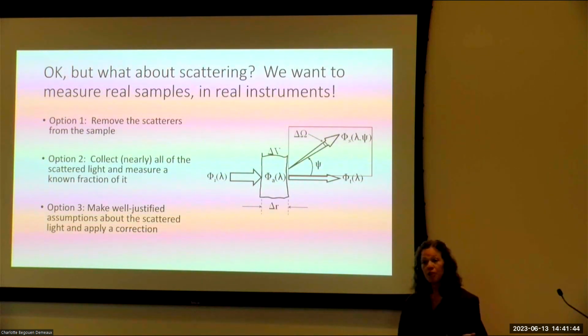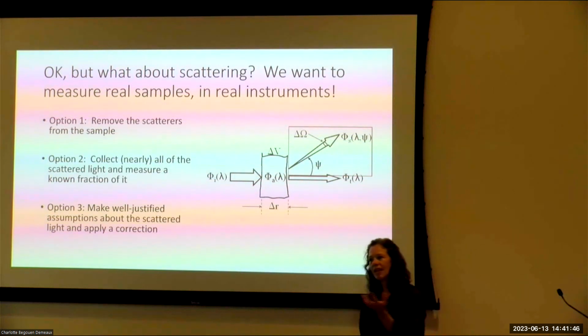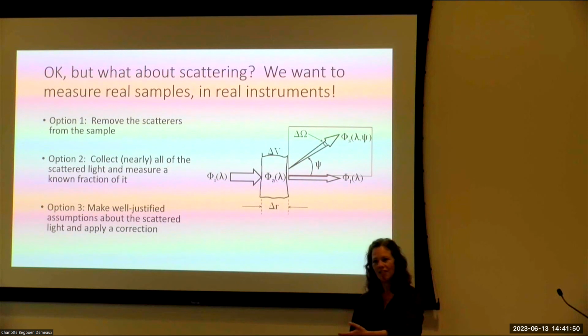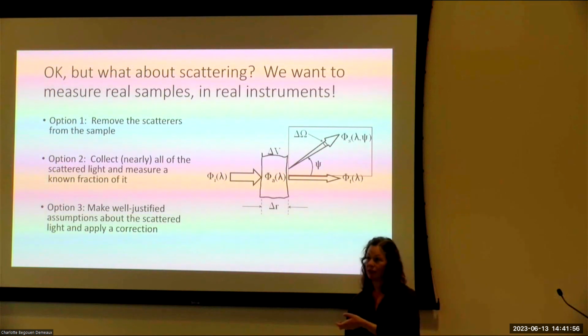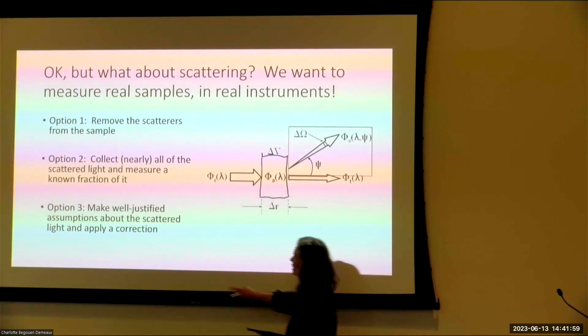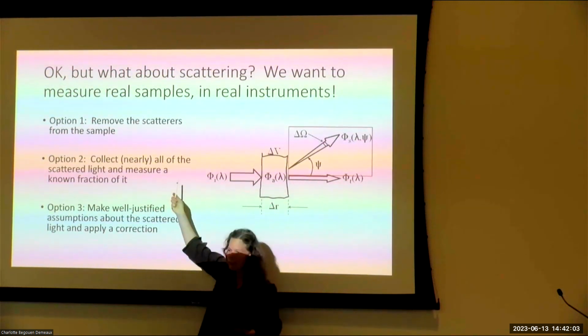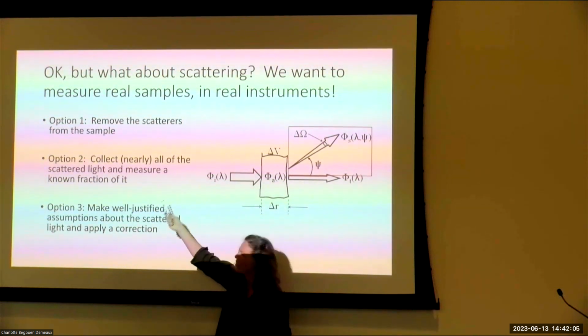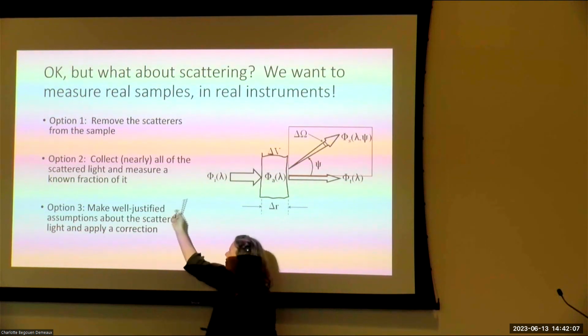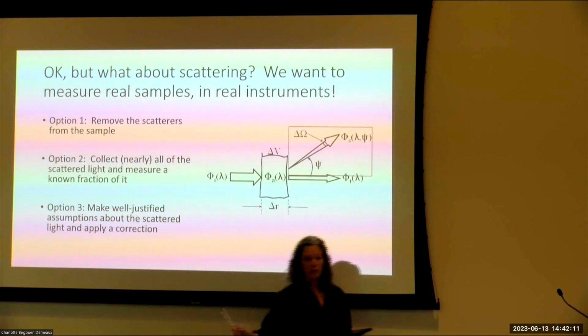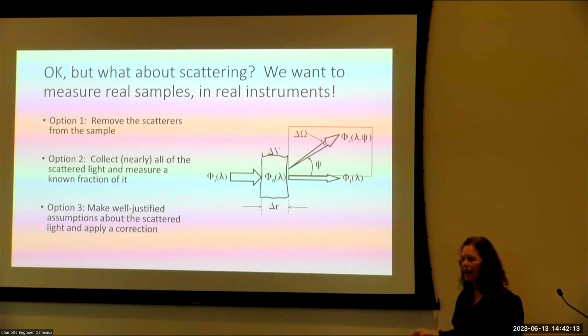Or our third option is to use a method that collects none or some or nearly all of the scattered light and makes some well-justified assumptions about that scattering. It turns out that practically there are some methods that land here. I mean, there's always option one, right? But if you want to measure the particles, then there's a handful of methods that do this, and a number of methods that do this. We're going to do a little bit of both in lab.